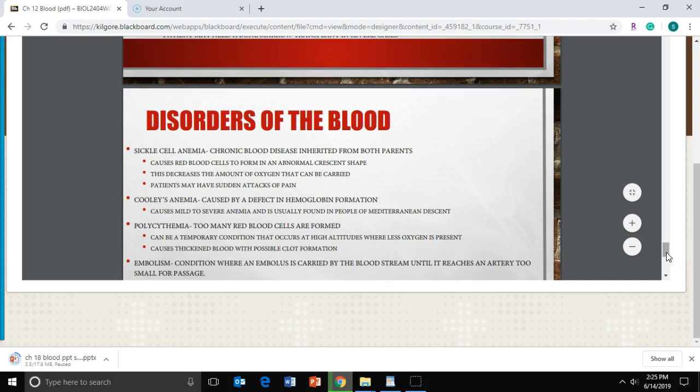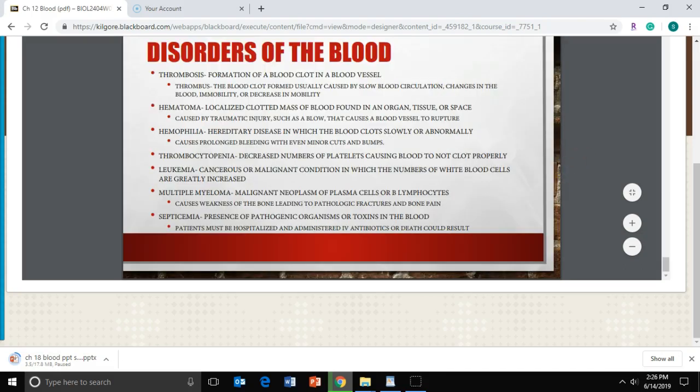Embolism is a condition where an embolus is carried by the bloodstream, and an embolus is a traveling clot. So if we're looking at how blood clots, we expect blood to clot in a broken vessel, but we don't want blood to clot in an unbroken vessel. And if that clot breaks from the wall of the blood vessel and is carried by the bloodstream, it could reach a small artery, like maybe in your heart or in your lungs, and therefore lead to pulmonary embolism or an embolism in your heart, which could cause heart attack.